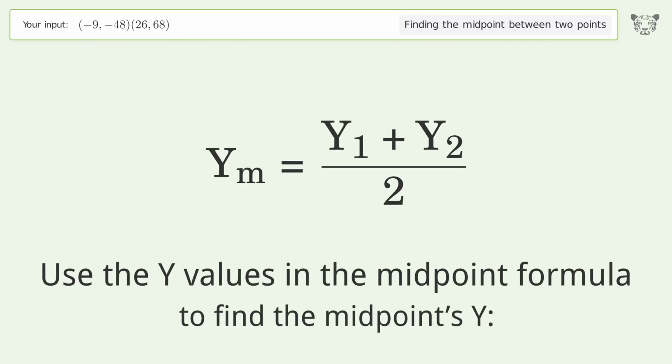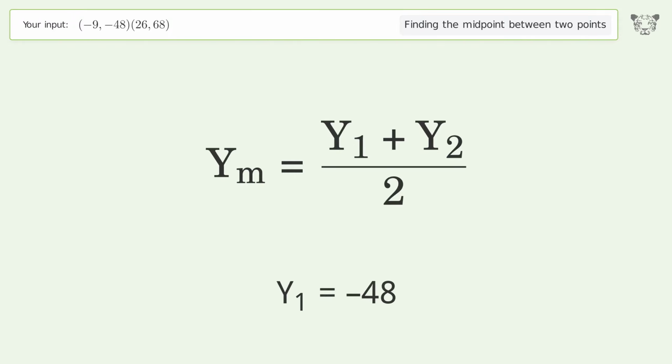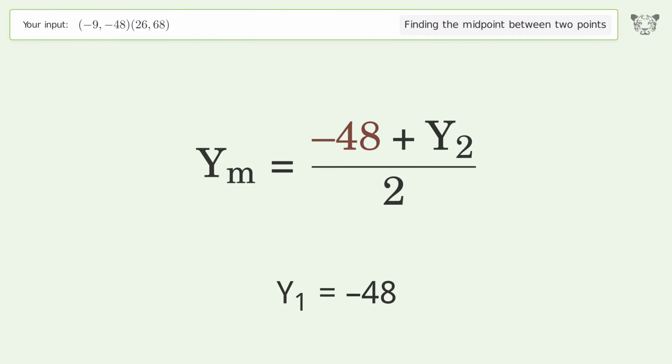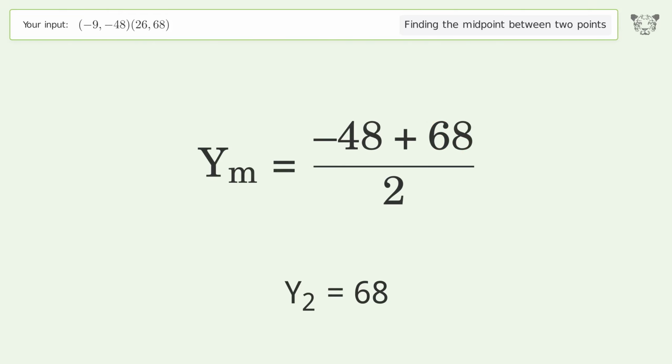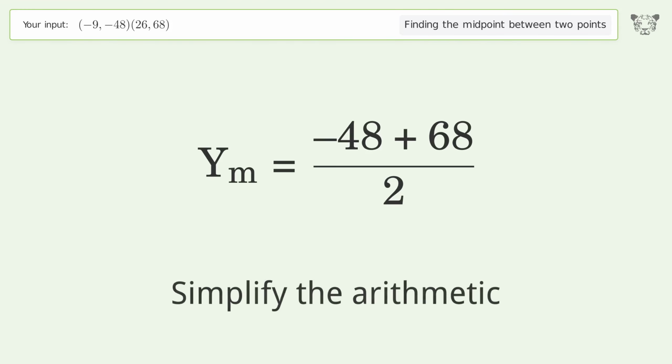Use the y values in the midpoint formula to find the midpoint's y. y1 equals -48. y2 equals 68. Simplify the arithmetic.